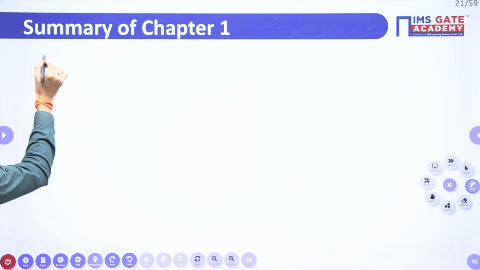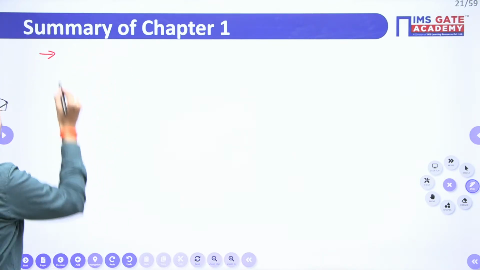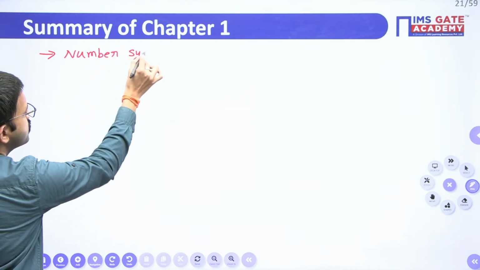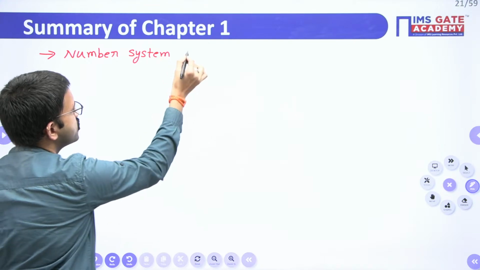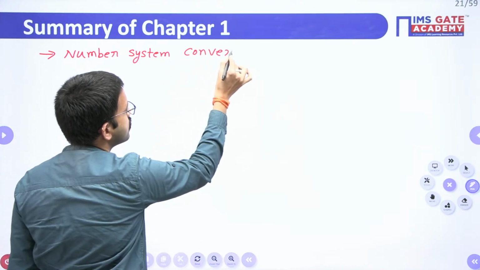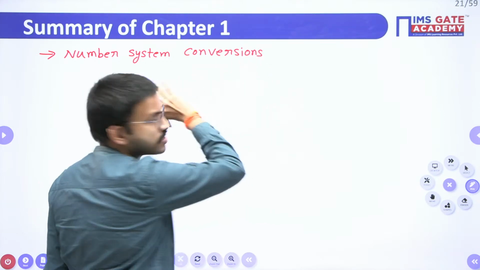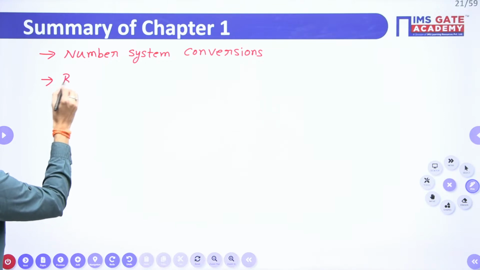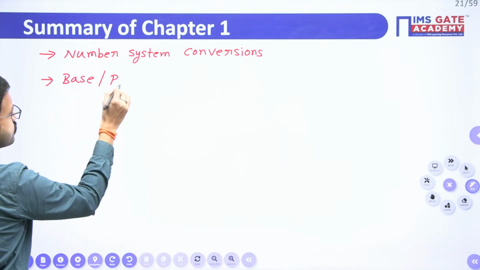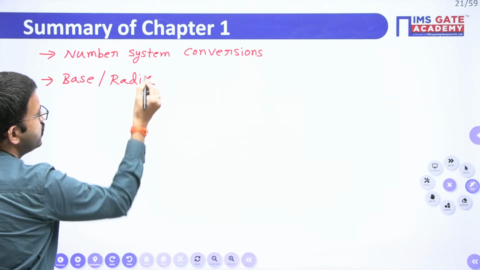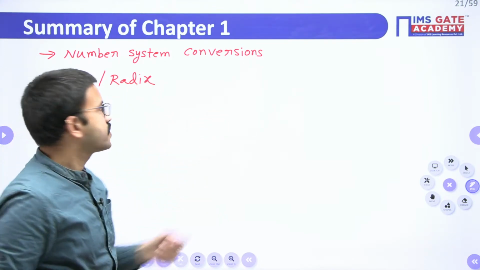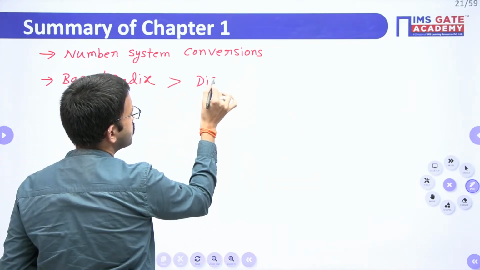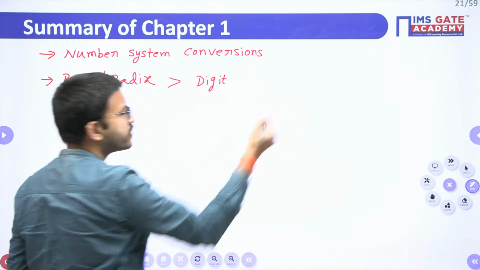In this particular chapter, we have discussed number system conversions, and the questions related to number system conversions. All the possible conversions we have discussed. So all of you got the confidence, I hope. And then we have discussed one question related to base or radix, and there we learned that the base value is always greater than whatever digits we are representing in that particular number system.